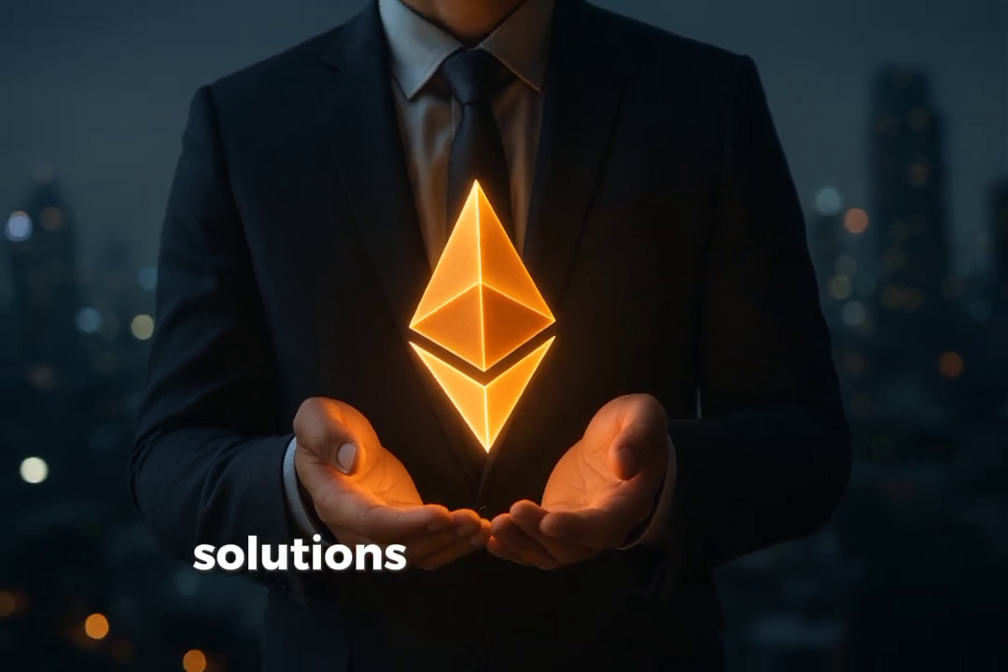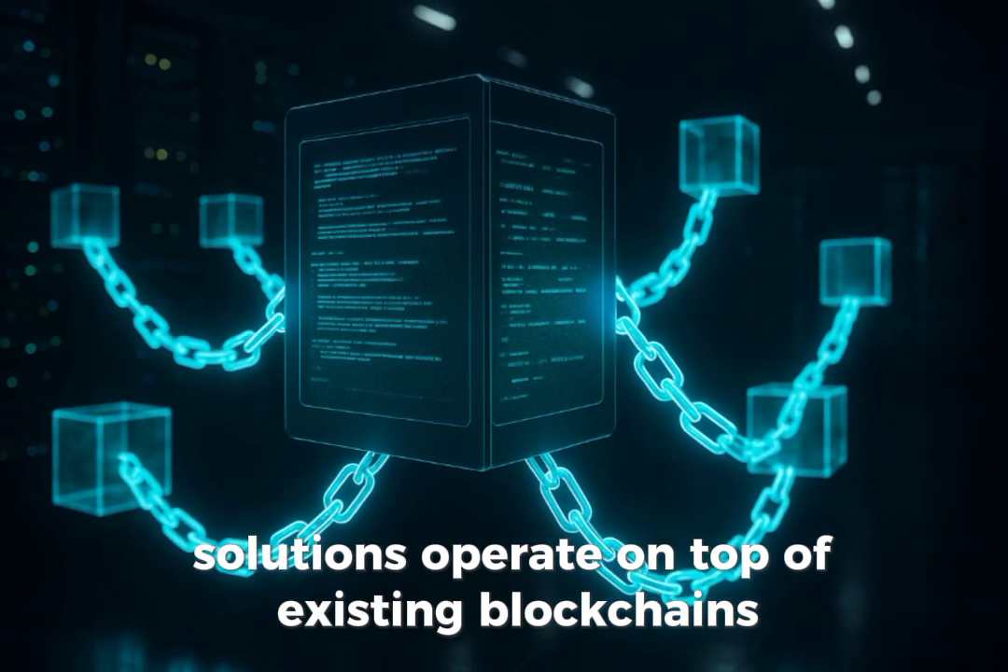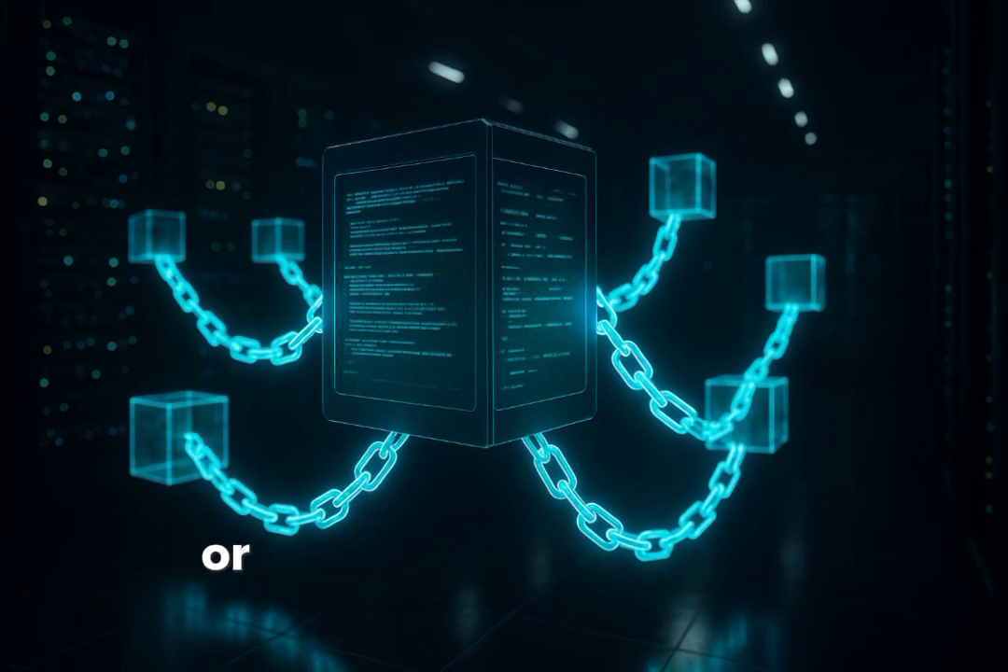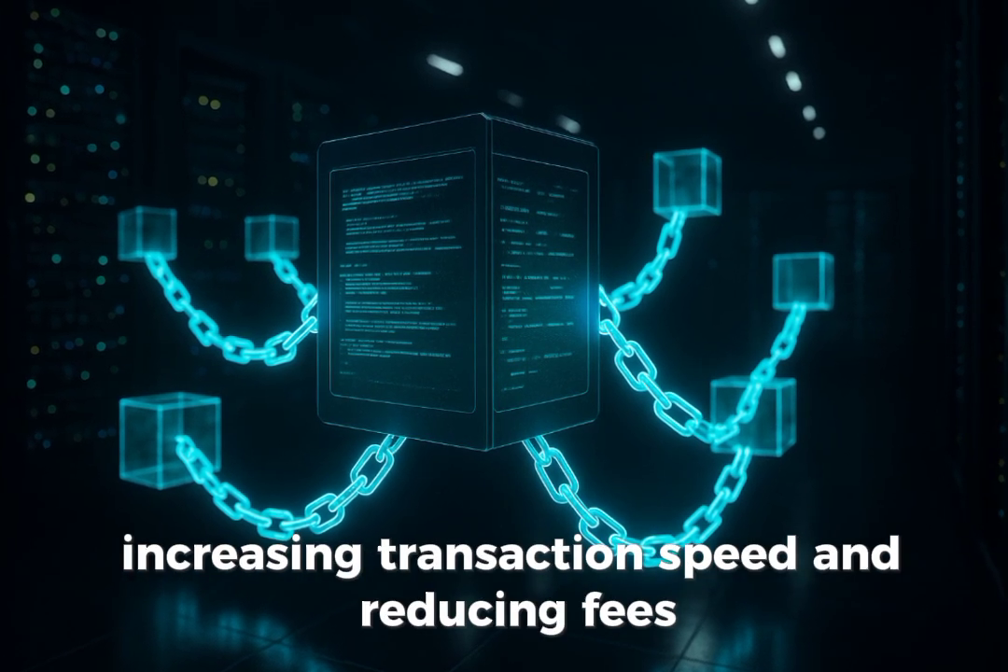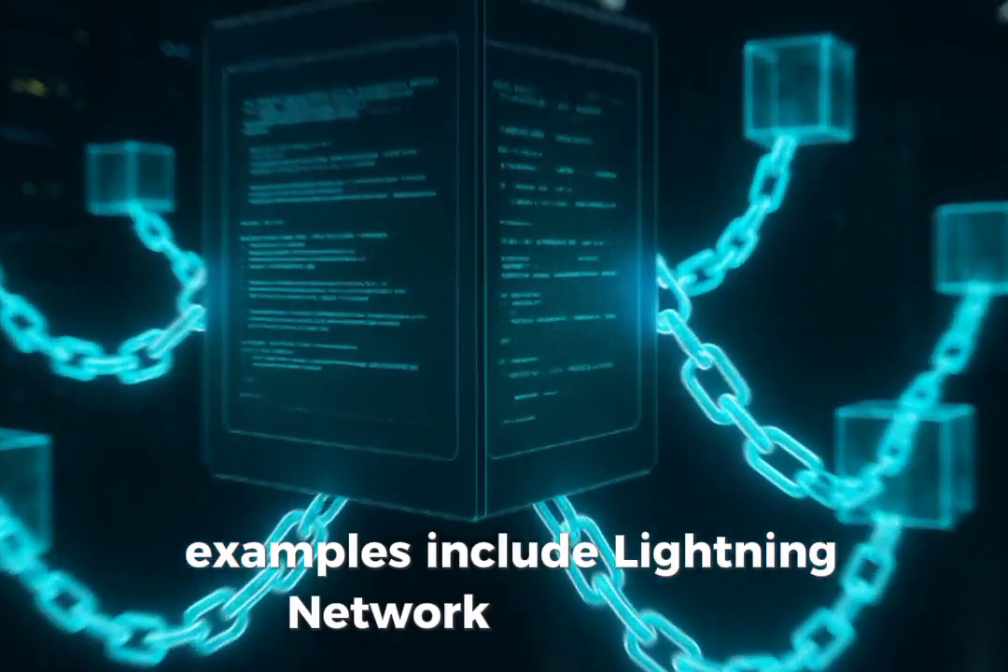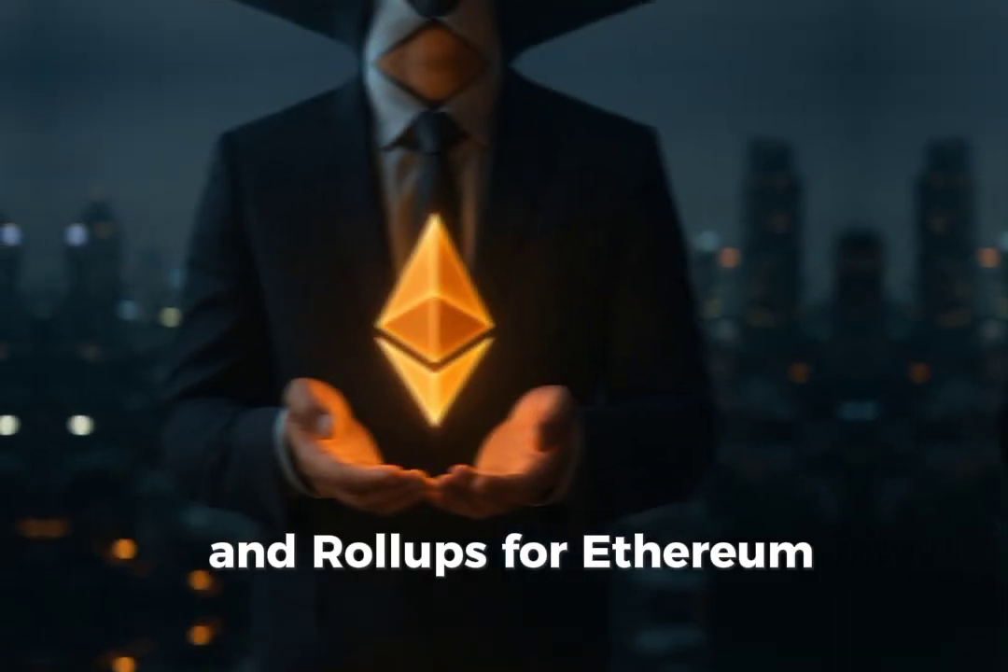Layer 2 solutions operate on top of existing blockchains to process transactions off-chain or batch them before final settlement, increasing transaction speed and reducing fees. Examples include Lightning Network for Bitcoin and rollups for Ethereum.